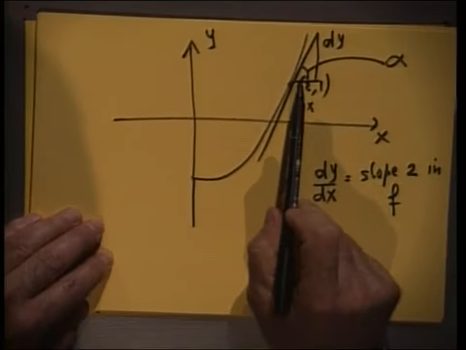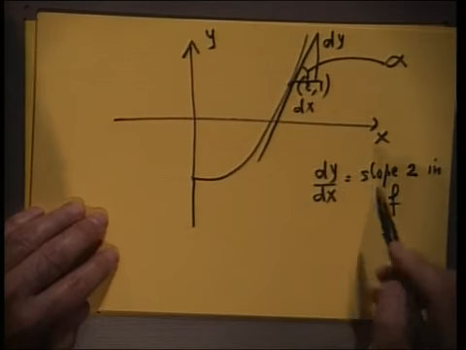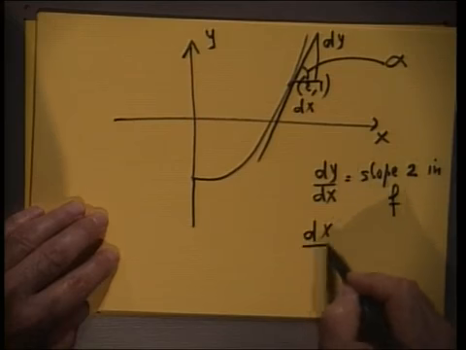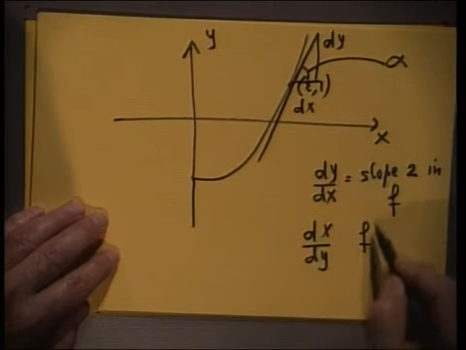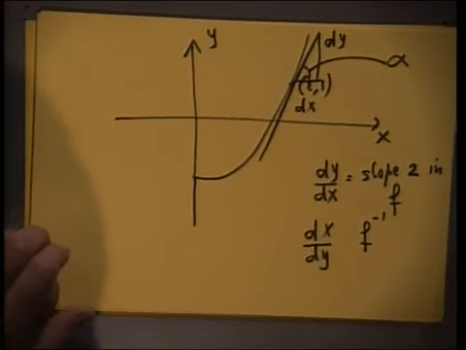This is dy by dx. But this is not what you want. You want to calculate dx by dy on the graph of f minus 1. Where is the graph of f minus 1? That's exactly what we're going to do now.